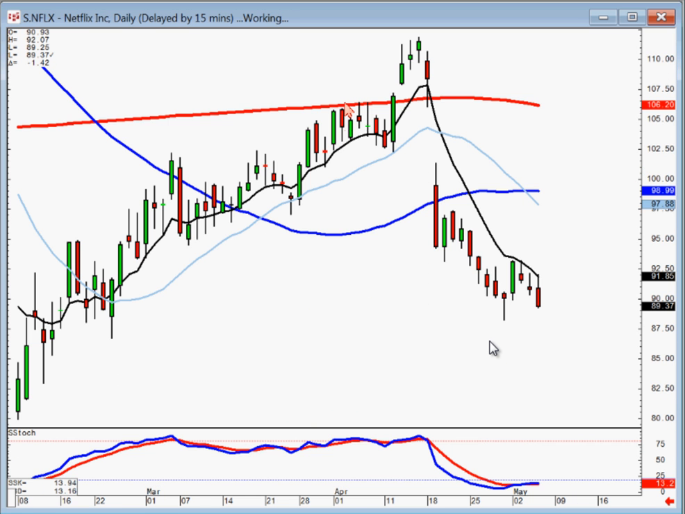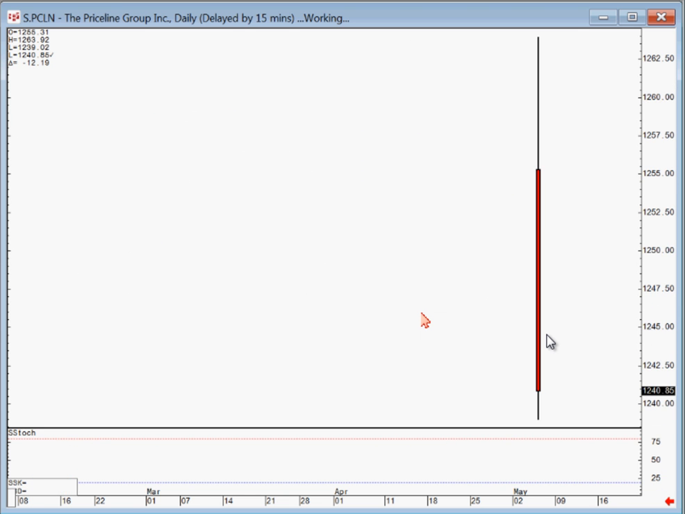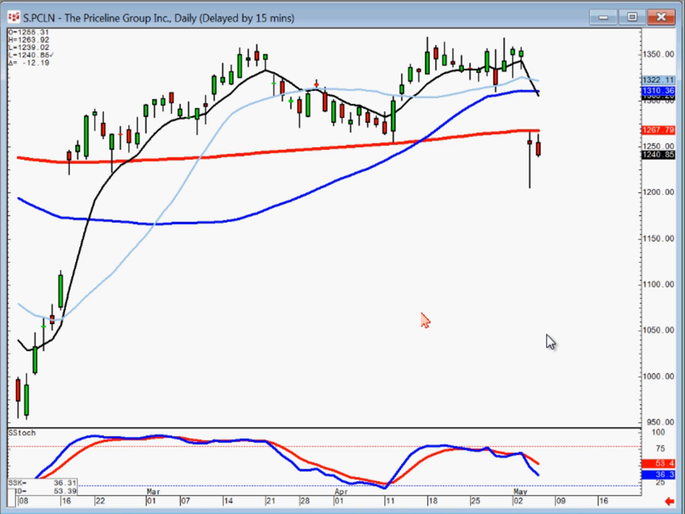Netflix, nothing here. So here's a case where with that hammer and opening positive, we covered the short positions. But then with it coming back down to the halfway point and then trading lower the next day, we re-shorted it. Notice it still hasn't been able to get back up above the T line. And Priceline, stay short on this one after that big gap down.